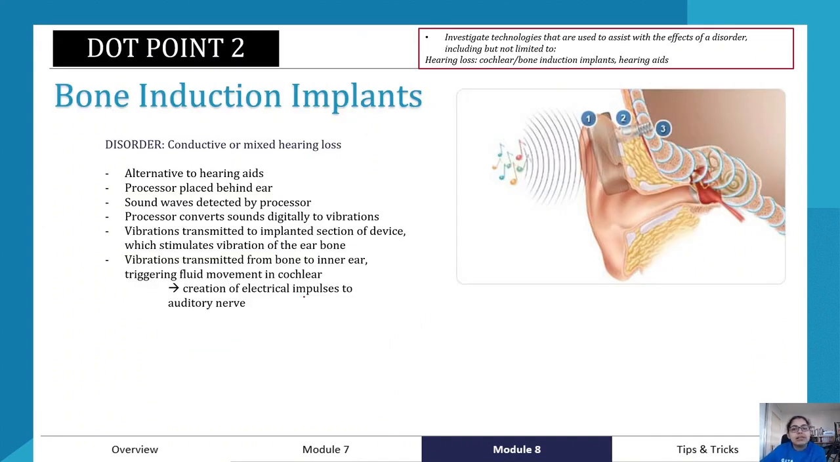Bone induction implants are the ones used when there is conductive or mixed hearing loss. It is an alternative to hearing aids because we place a processor behind the ear. Sound waves are detected by the processor, and we convert those sound waves digitally into vibrations, which are then transmitted to the implanted section of the device.